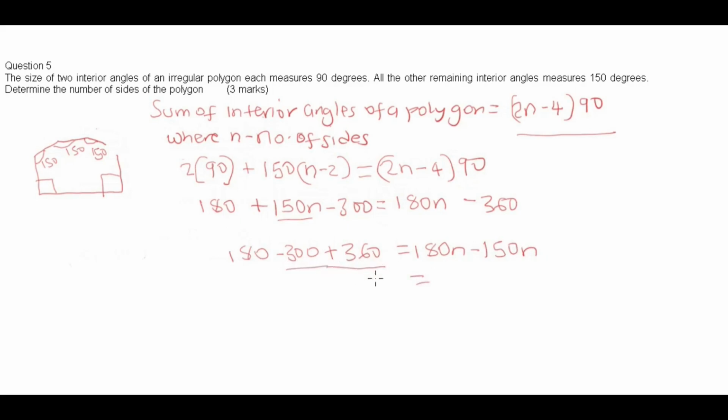So minus 300 plus 360, that is 60. 60 plus 180, it is 240, is equals to 180n minus 150n is equals to 30n. So n is equals to 240 divided by 30, which is equals to 8. So the number of sides here is 8.